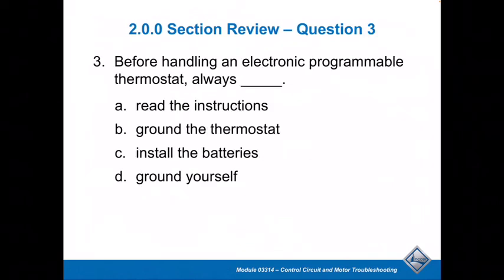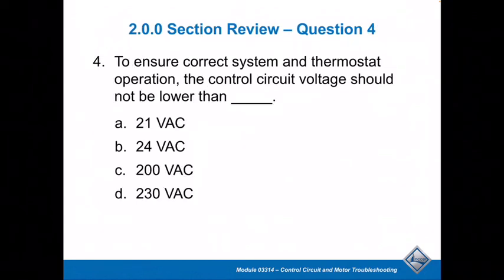Third question is, before handling an electronic programmable thermostat, always: read the instructions, ground the thermostat, install the batteries, ground yourself. It probably is wise, due to the static electricity that a person has, to ground yourself to something, especially if you're walking across carpet. That's true with anything electronic, you want to somehow ground yourself. If you go to the thermostat and you touch it and it makes a spark at your fingertip, that's probably not good for it. So grounding yourself would be the answer.